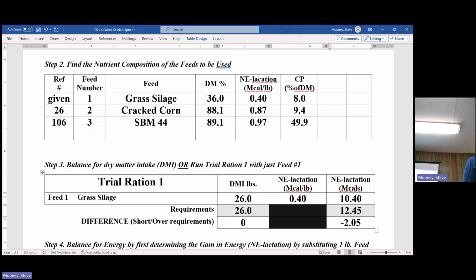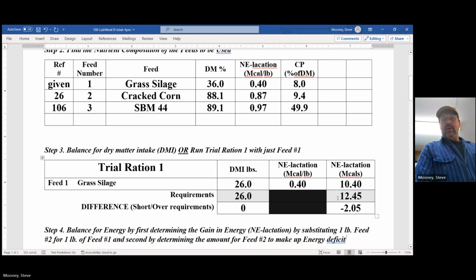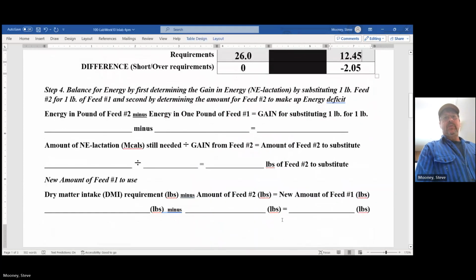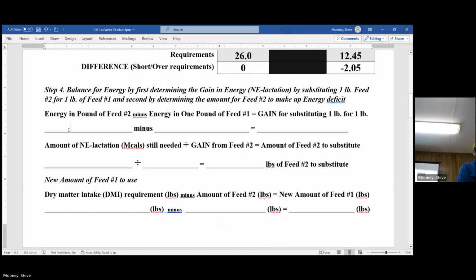So do we keep going? We're off by more than 5%. That's what, 15, 20% off. So we've got to keep going. That means we set up our next trial ration using step 4. So energy in 1 pound of feed 2. What is that?